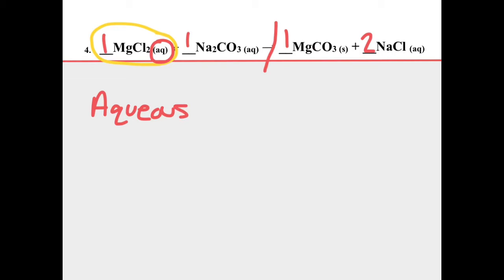A-Q-U-E-O-U-S. Sometimes aqueous is a little tough to spell, but that's aqueous. Now we're looking at this. Magnesium and chlorine are coming together. If you look, magnesium is a metal.